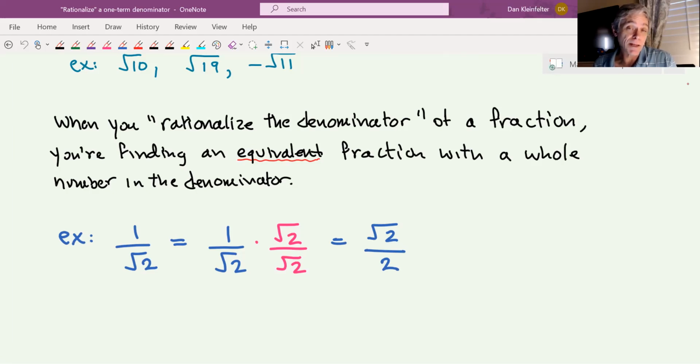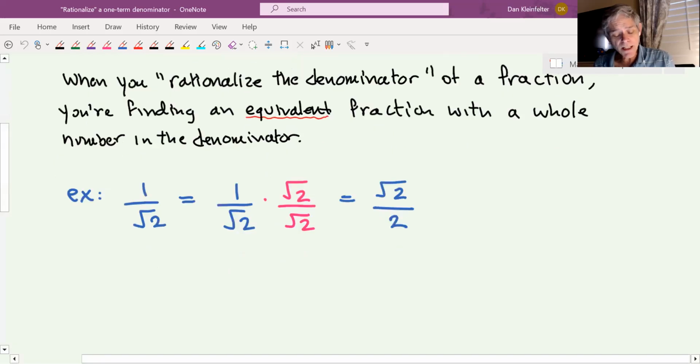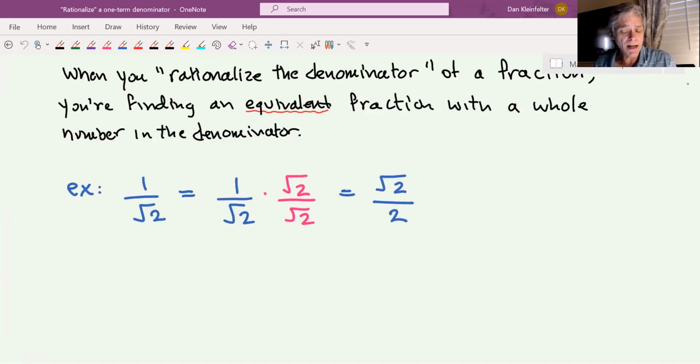As you know, multiplying by 1 doesn't do anything. Here, though, it'll change the looks of it. 1 divided by square root 2 is the same as root 2 over 2. And that is the overall procedure right here: you multiply the numerator and denominator by whatever that root is that sits in the bottom.